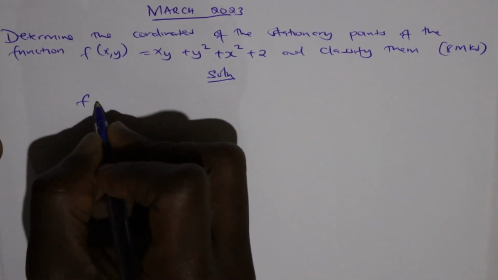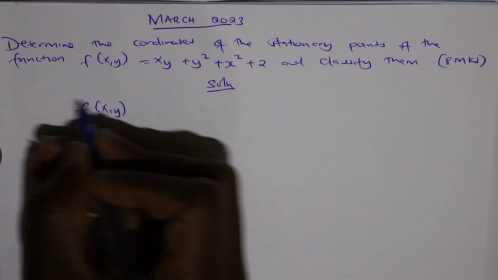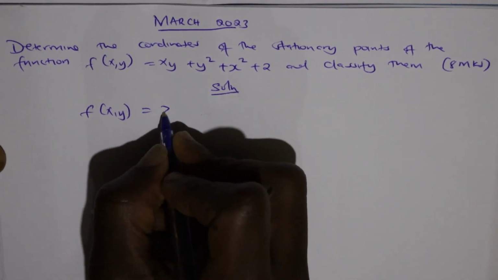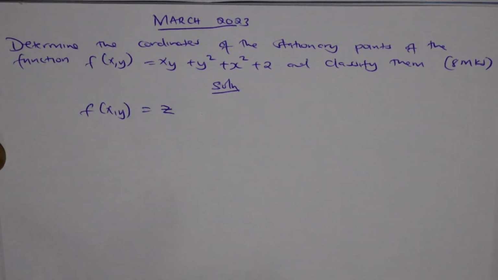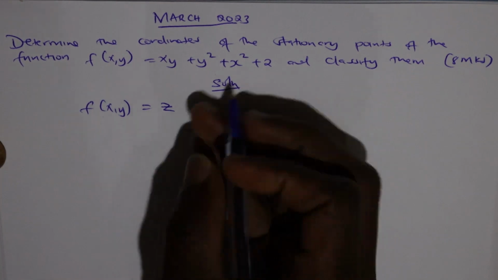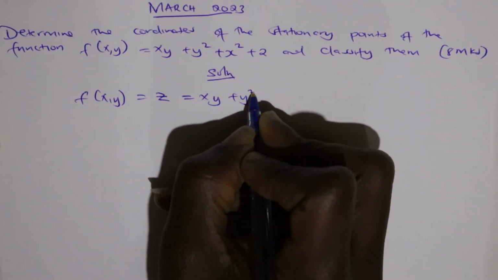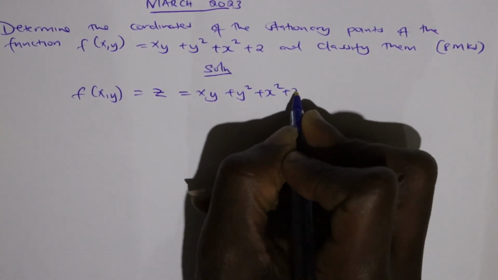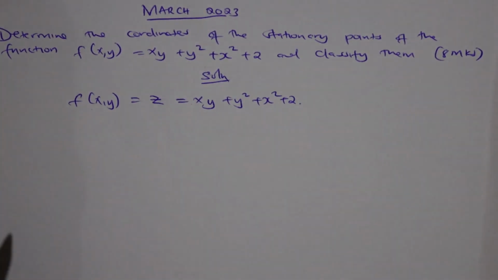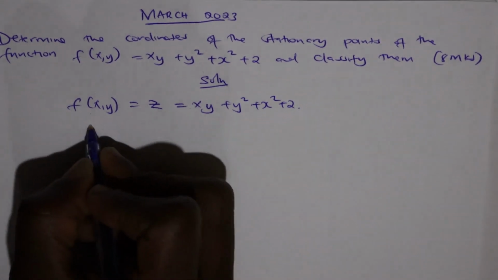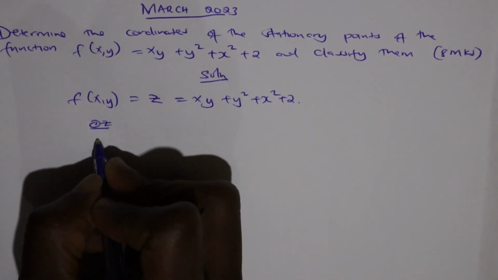So first of all, we just rewrite our function to be in terms of z. So we let this one be in terms of z: z equals xy plus y squared plus x squared plus 2. So first, from partial differentiation, you're supposed to get dz/dx.